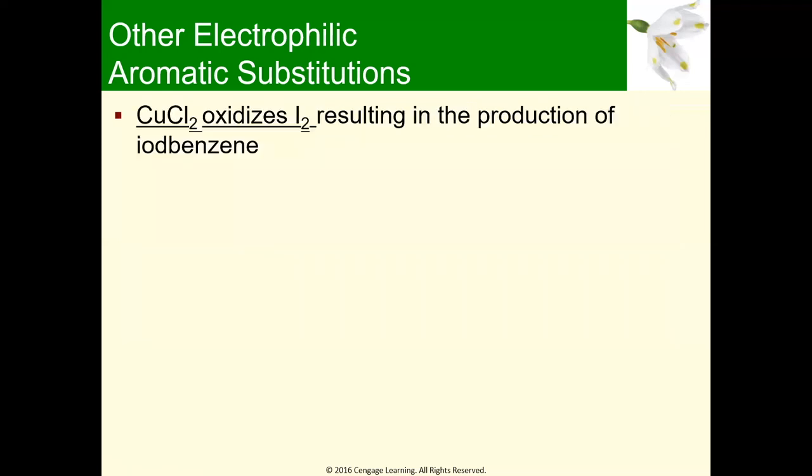So we talked about fluorine, we talked about chlorine, we talked about bromine. Well, what about iodine? Can you substitute iodine on a benzene ring? And the answer is yes, but you do it with just a different catalyst. In this case, you do it with copper 2 chloride, CuCl2. So it actually oxidizes the iodine molecule, I2, into electrophilic iodine.